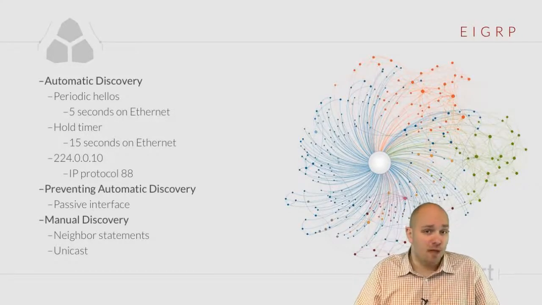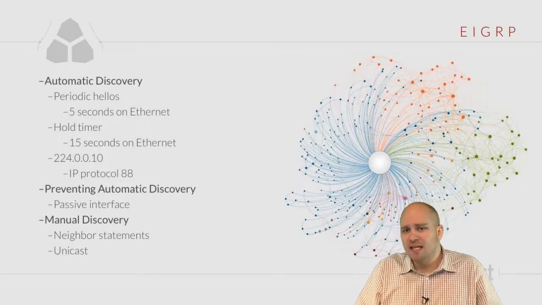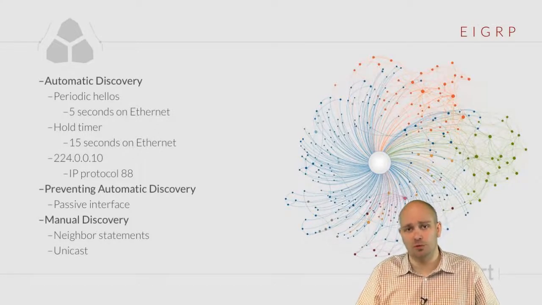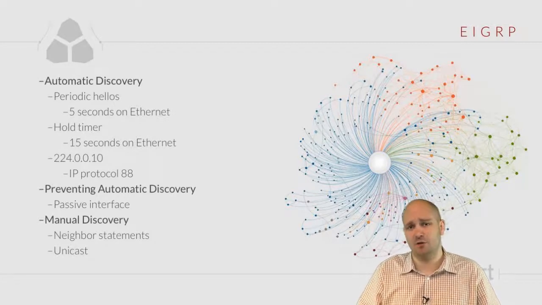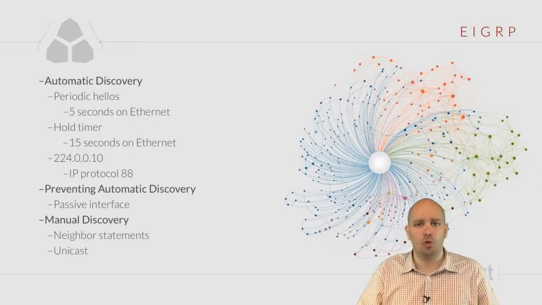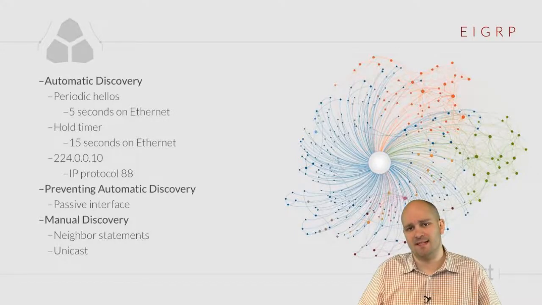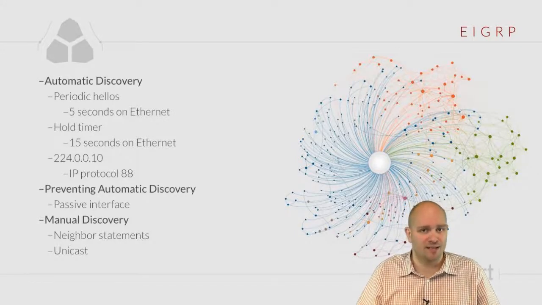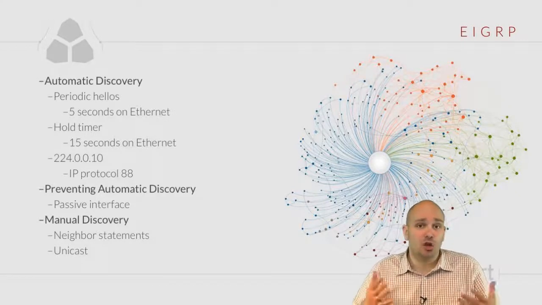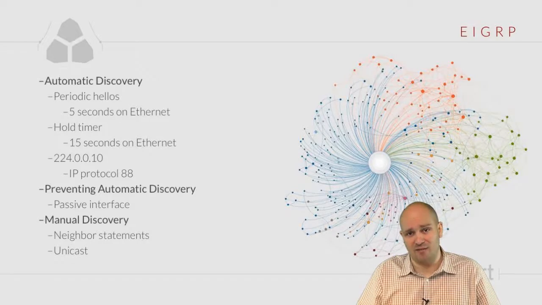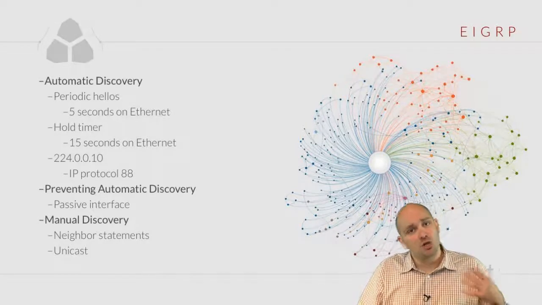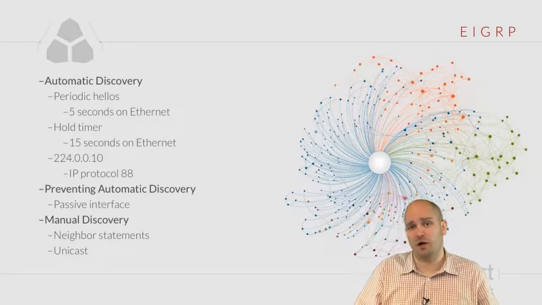Manual discovery, or the manual configuration of the neighbors, is mostly used in network environments where we do not want the automatic discovery to work, or automatic discovery is simply not available. For example, older non-broadcast multi-access networks like, for example, frame relay or ATM come to mind here. On those network types that don't support multicast or broadcast traffic by default, we cannot automatically discover the neighbors, so we need to manually configure our EIGRP.